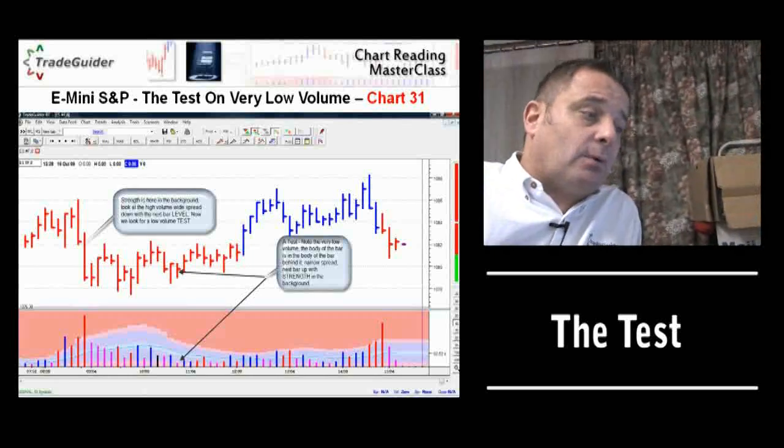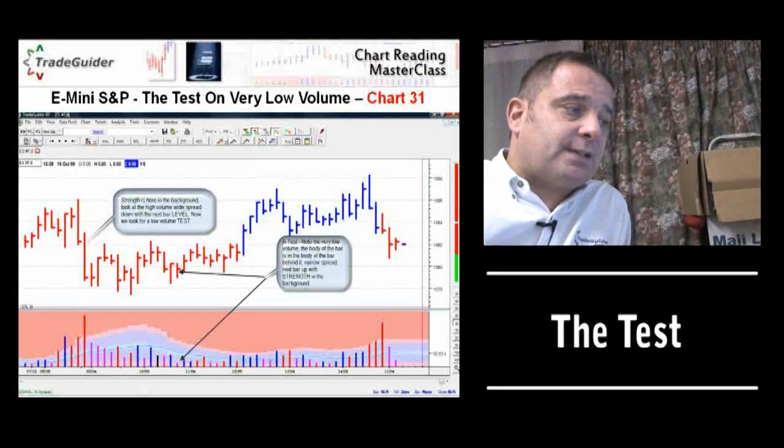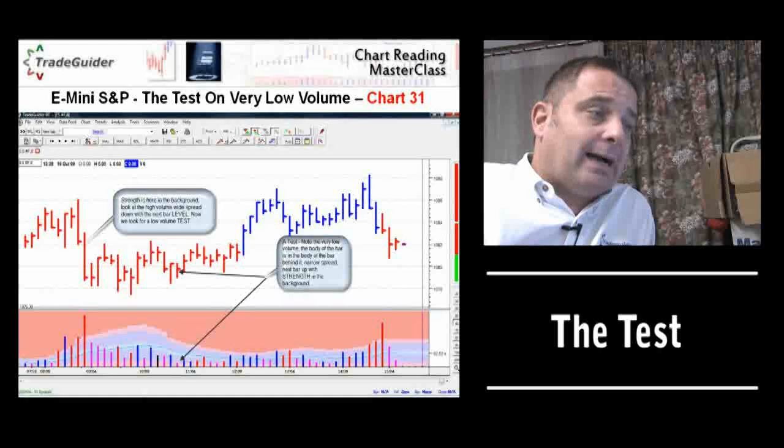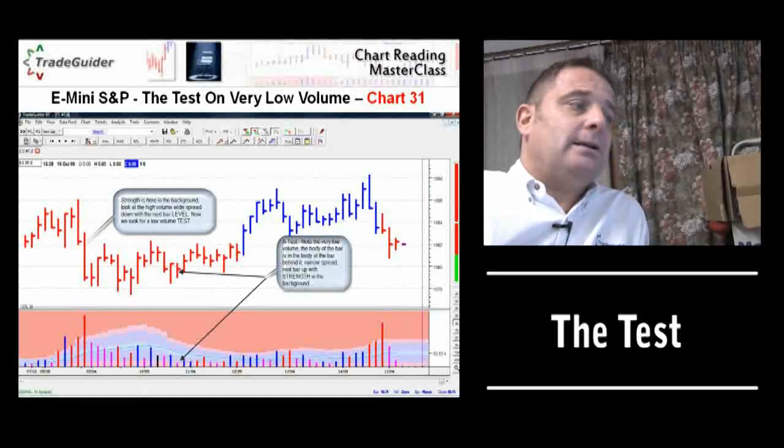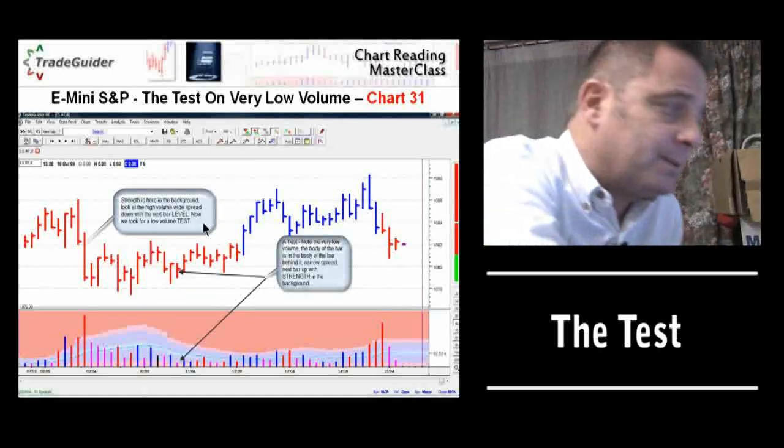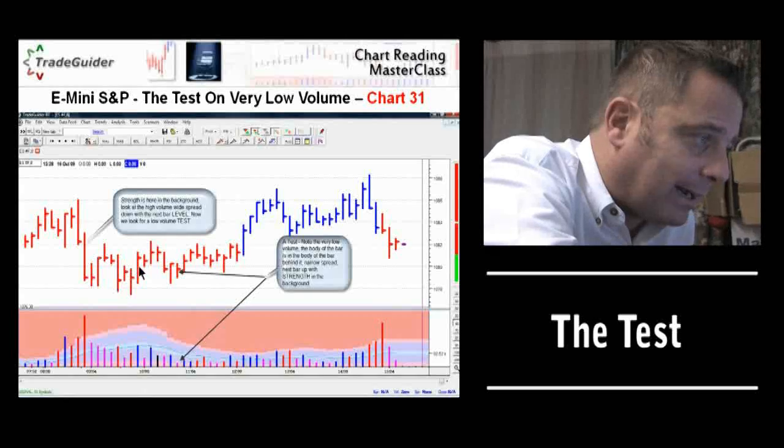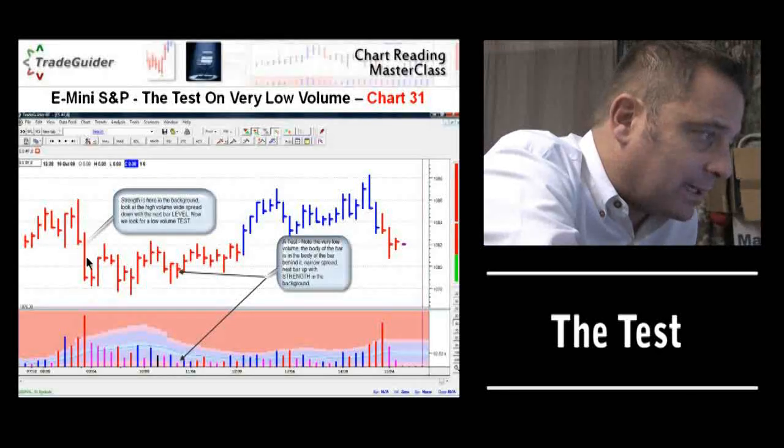But this is a good example. Now this is probably one of the best ones I've seen on the E-mini, and you get these every day. But at the time you're trading them, you're in a whipsawing market here, whipsawing around, and what brought this to life was this bar here.